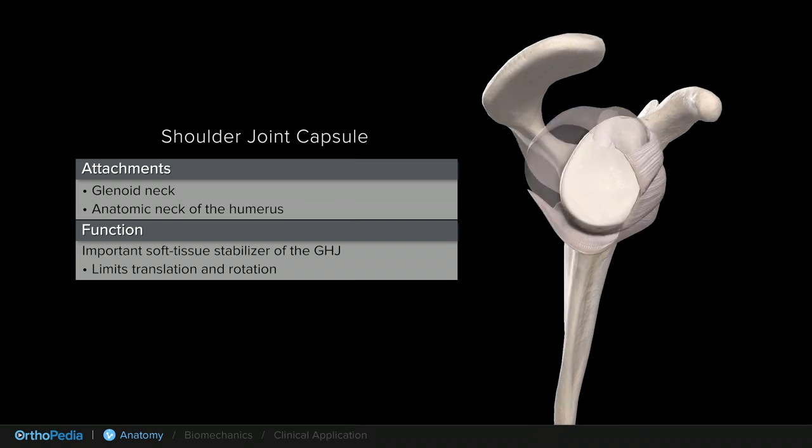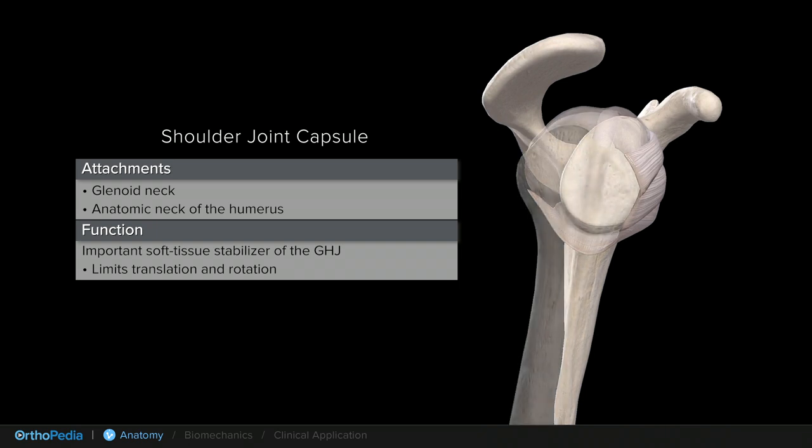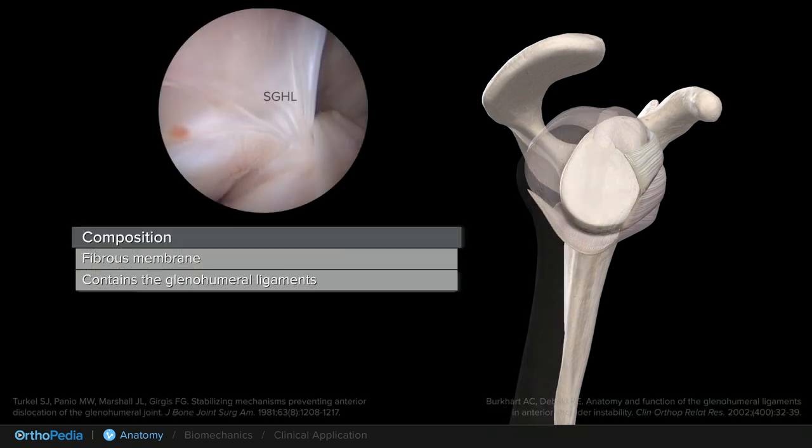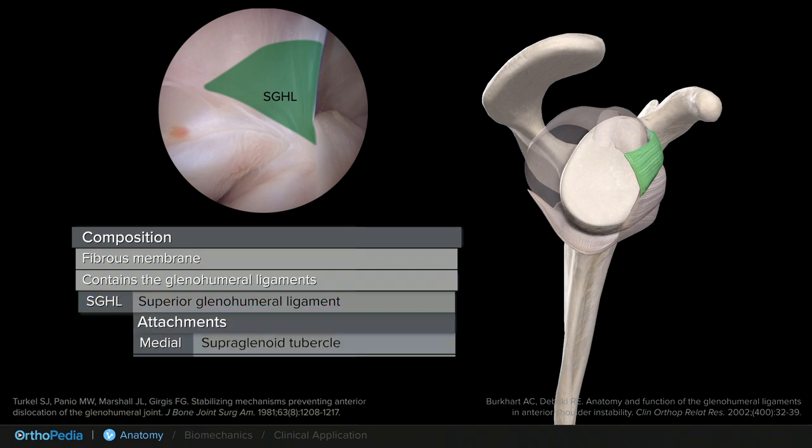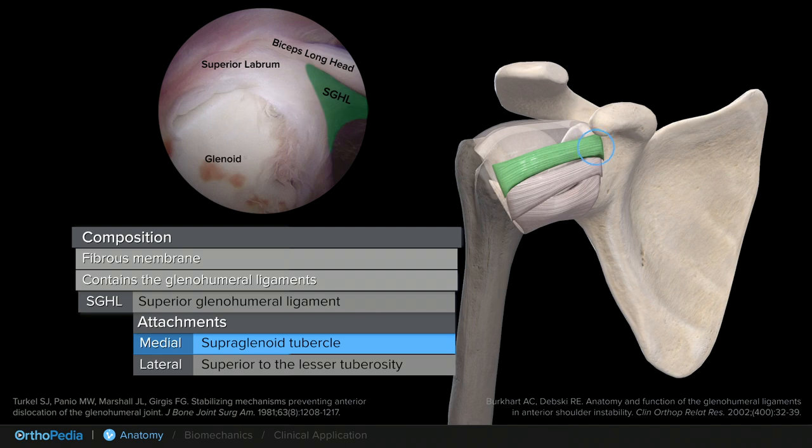In the mid-ranges of motion, such as normal everyday activities, the glenohumeral ligaments and joint capsule are in a lax state, therefore not contributing significantly to the joint stability. However, in the extremes of motion, the glenohumeral ligaments tighten according to specific arm position and control humeral head translation to provide stability. The superior glenohumeral ligament, identified in this arthroscopic image of a right shoulder viewed anteriorly from a posterior portal, attaches medially at the supraglenoid tubercle and superior labrum, and laterally just superior to the lesser tuberosity of the humerus.